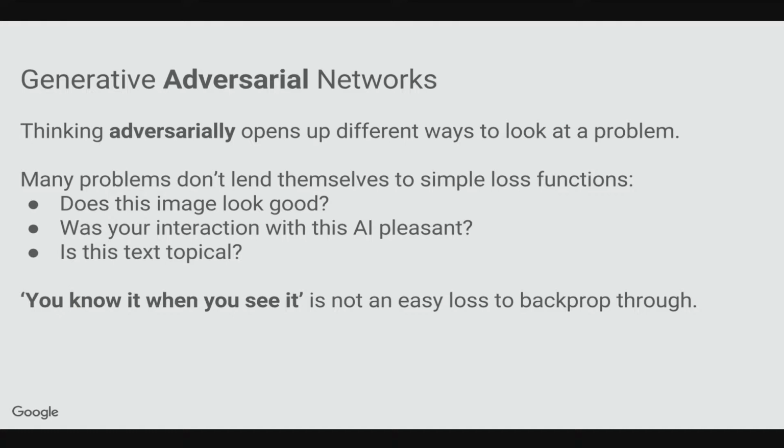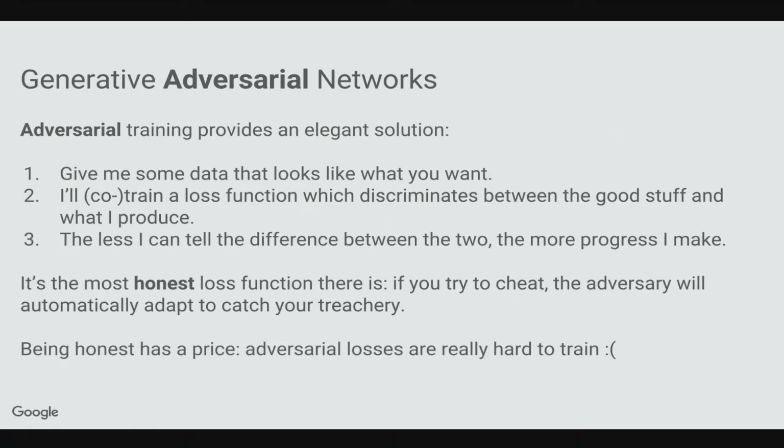You don't really have a distance measure towards the ground truth that you can measure effectively without introducing tons of biases. The idea is that you might have a lot of data that looks like what you want, but you don't necessarily know how to measure how close you are to this data manifold. So the solution that adversarial training provides is, give me some data that looks like what you want, and I'll co-train a loss function which discriminates between the good stuff and what I produced. Then the less I can tell the difference between the two, the more progress I've made, right?